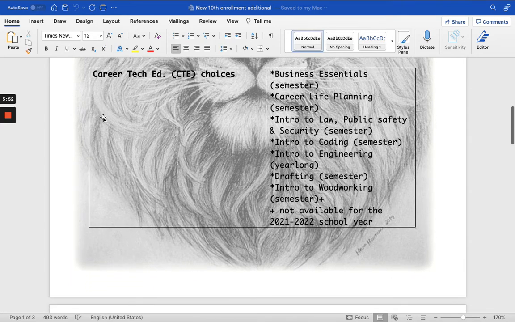Courses that fall in the career tech ed or CTE field are business essentials, career life planning. You can read those, but please note that some are semester courses, some are year-long courses. Also note that Intro to Woodworking is not available at this time. This year it's full, but if you want to take that to knock out your CTE credit in the future, then you will have no problem getting into it as a junior or a senior.